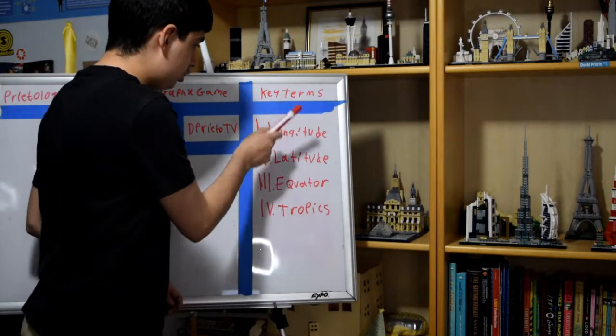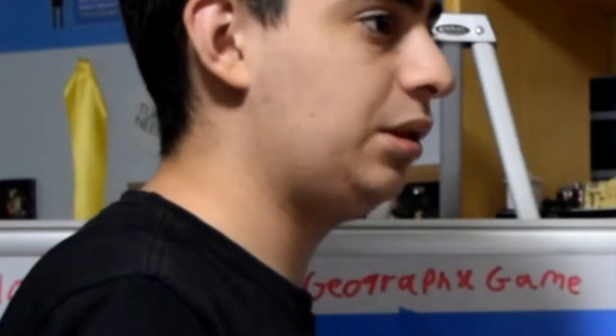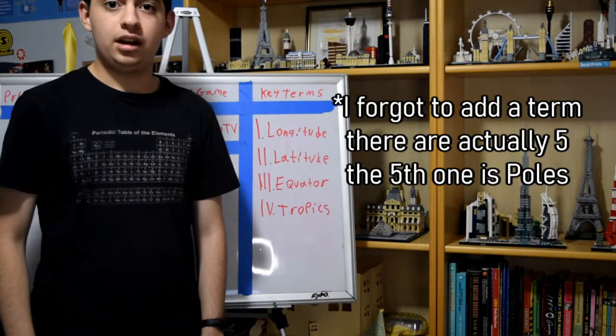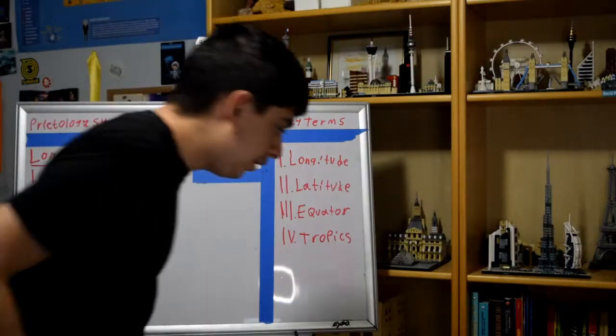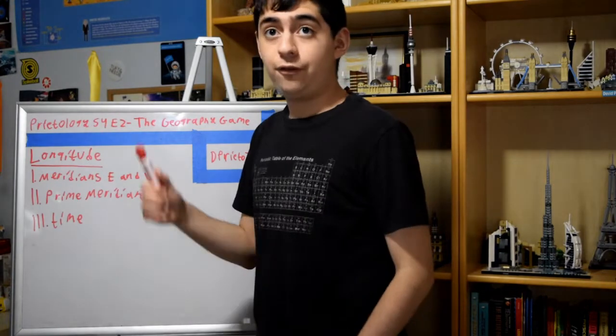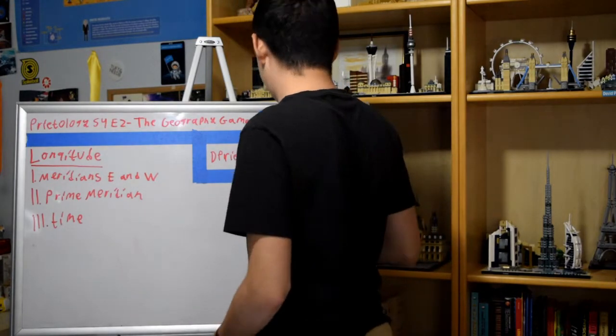Longitude, latitude. I have to remember to say those right. Longitude, latitude, equator, and tropics. Yeah, let's begin. Where did I put the remote? Oh, there it is. Alright, our first term, the first of our, as I call it, the Earth twins.